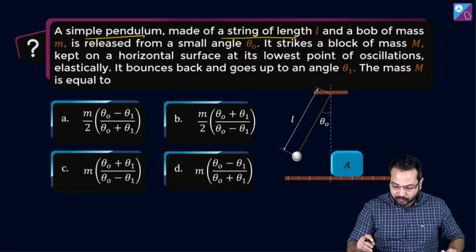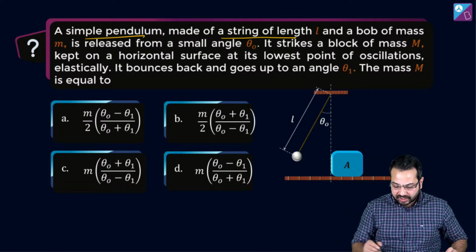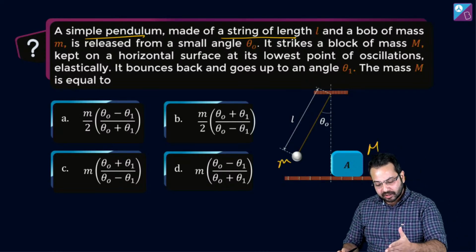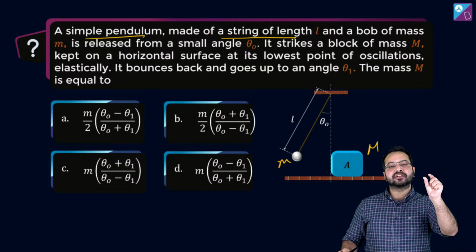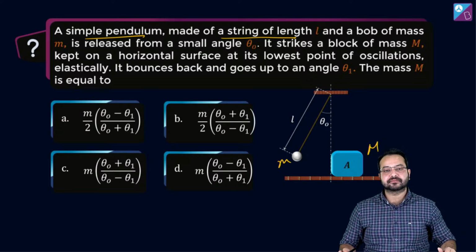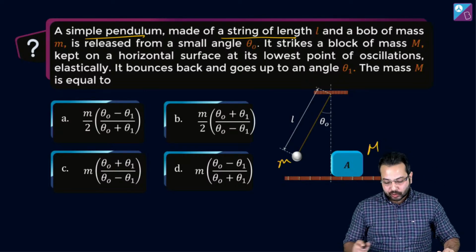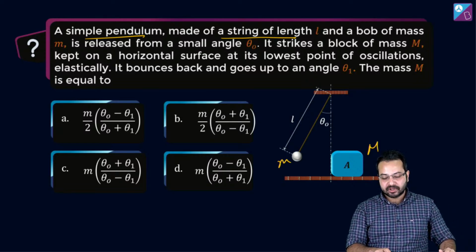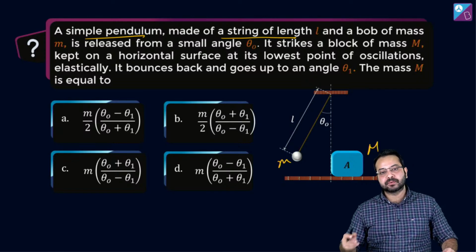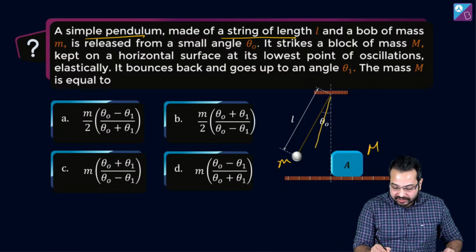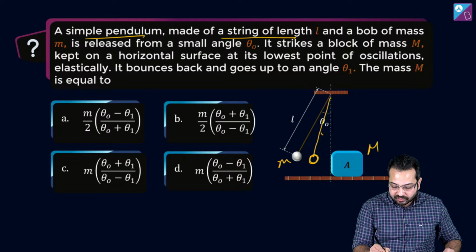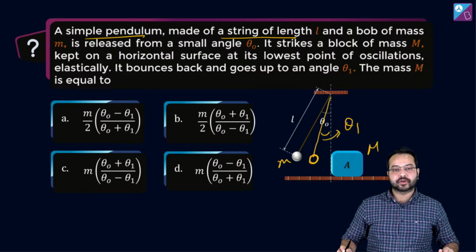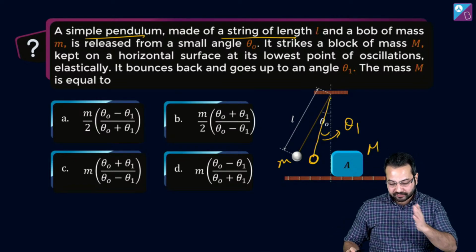All right, let's talk about this question. There's a pendulum with a mass small m, and there is a block which has a mass capital M. The pendulum is displaced by an angular displacement of theta naught and released. It is going to hit this block A. When it hits, block A will start moving, and the pendulum goes to a maximum angle of theta 1.